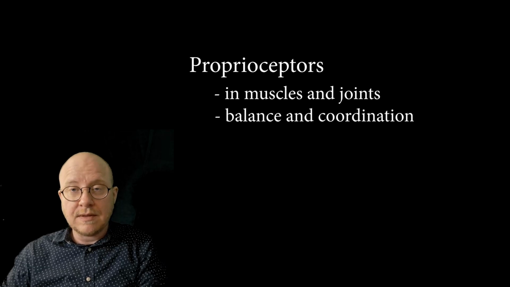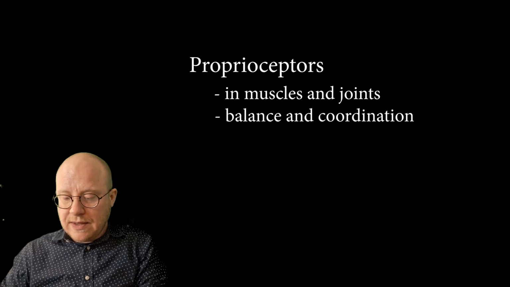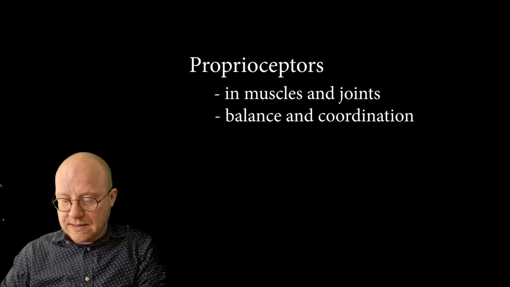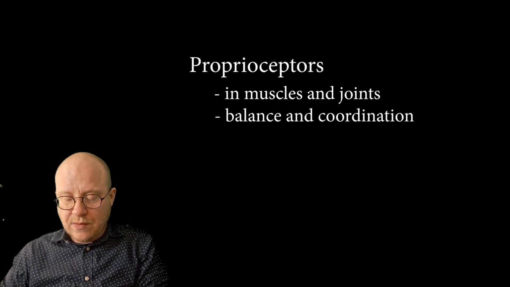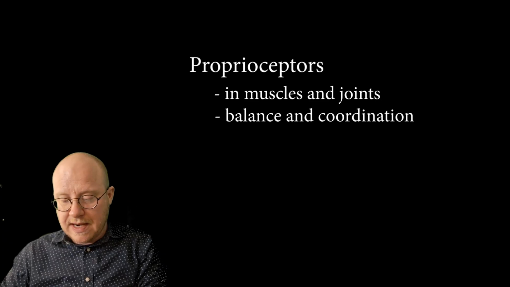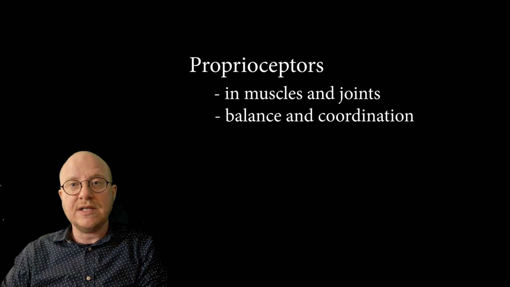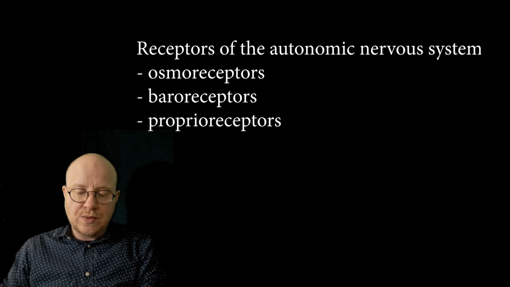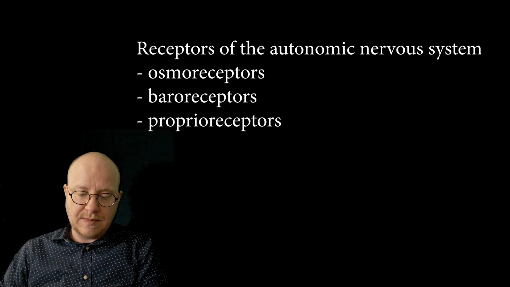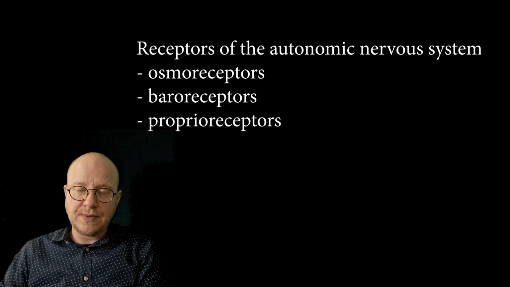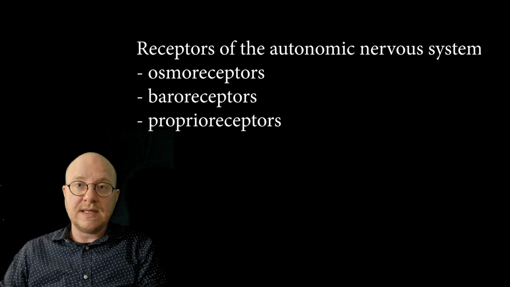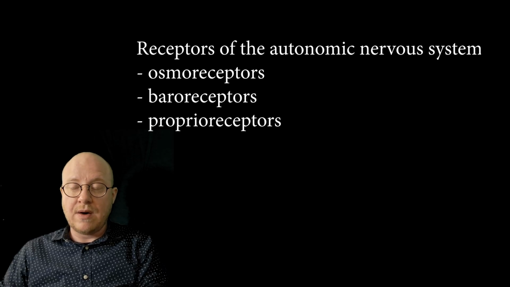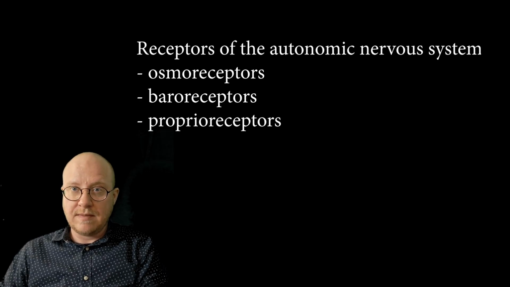Proprioceptors, located in muscles and joints, which provide the brain with a sense of balance and coordination, especially when the body is moving. Okay, so those 3 receptors, osmoreceptors, baroreceptors, and proprioceptors, they are busy doing their thing without us being consciously aware of them.